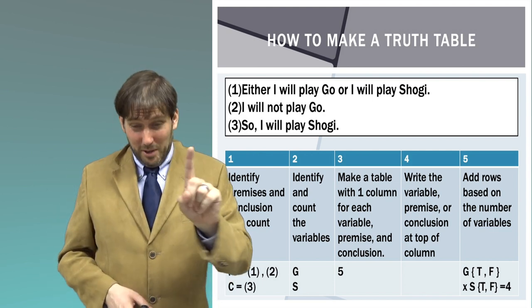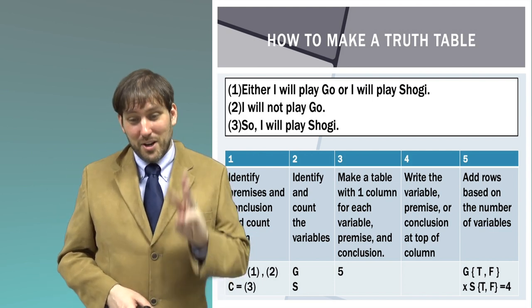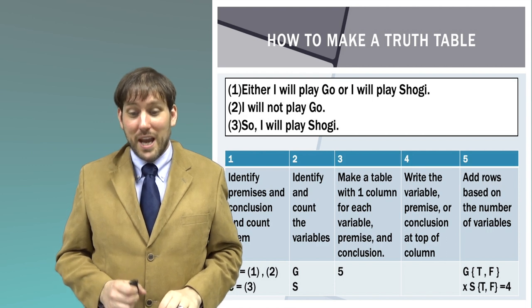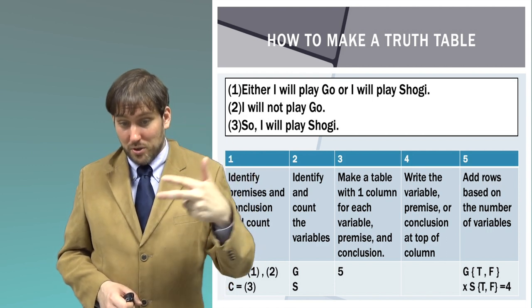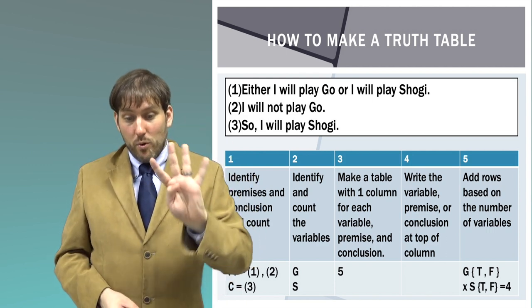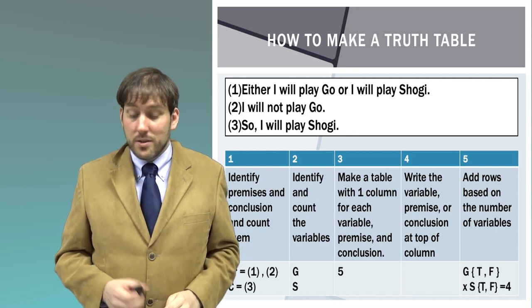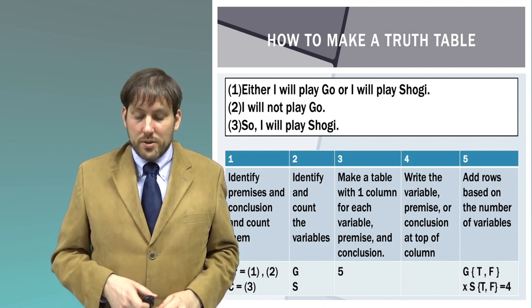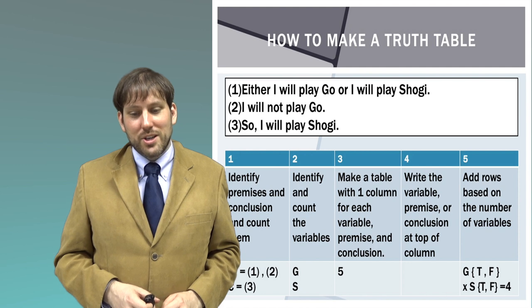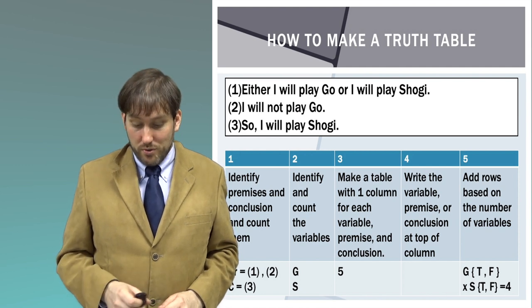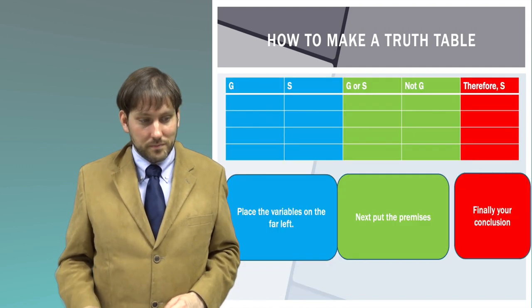If we had only one variable, we would only need two rows. If we had three variables, we would need eight, because we would need 2 × 2 × 2. If we had four variables, we would need 16 rows. If we had eight variables, we would need 256 rows to use this method to test it.